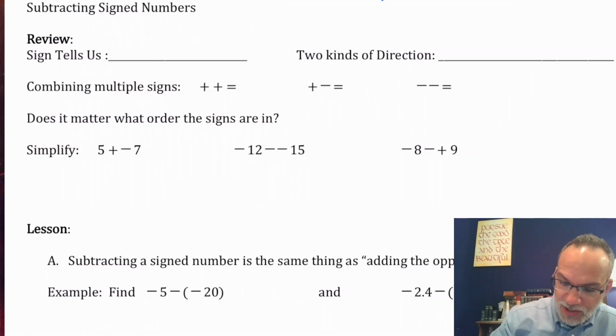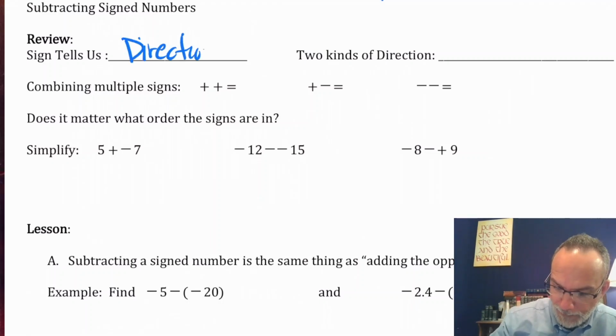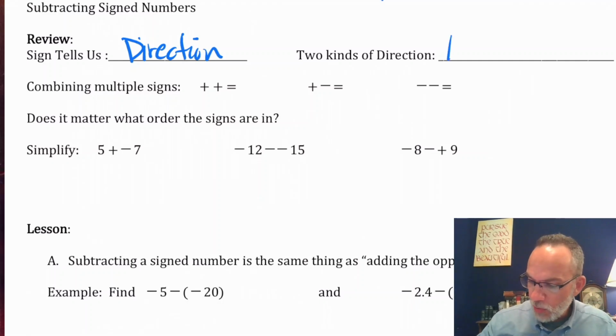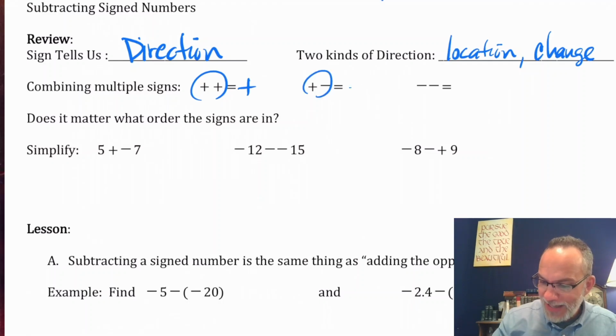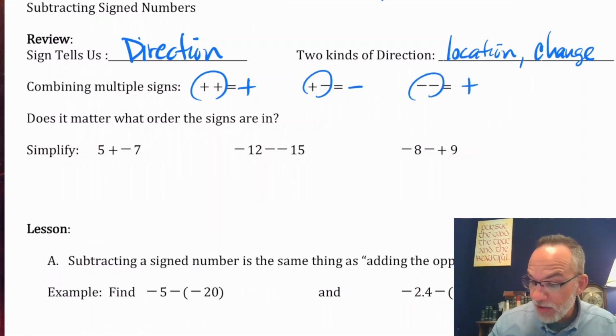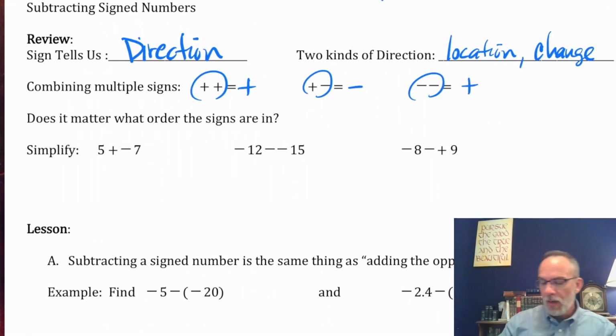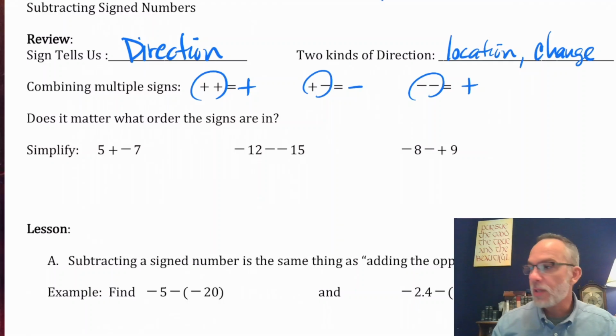So, review. Sign tells us direction, and there's two kinds of direction: direction of location and direction of change. Now, combining multiple signs. A positive and a positive can be replaced with a single positive sign. A positive and a negative can be replaced with a single negative sign. And a negative and a negative can be replaced with a single positive sign. Today we're really going to get into why that is. But the first step in combining signed numbers is to combine multiple signs into one sign.